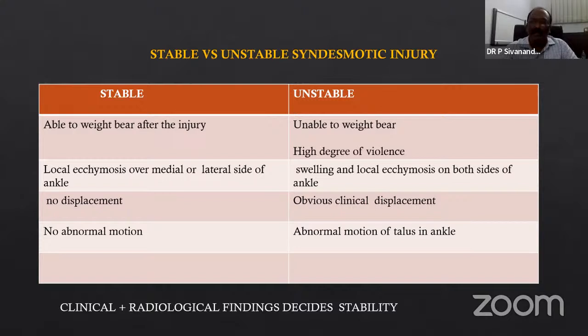In spite of this radiological and clinical assessment, still we are not sure whether it is 100% normal or not. So those things will be verified. MRI is the best investigation of choice. The second one is the CT scan, for the fractures associated with syndesmotic injuries. And finally, the ultimate master is arthroscopy. By doing arthroscopy, you can assess all the syndesmotic issues. I will come to that later. The clinical and radiological findings decide the stability. This is the important thing.